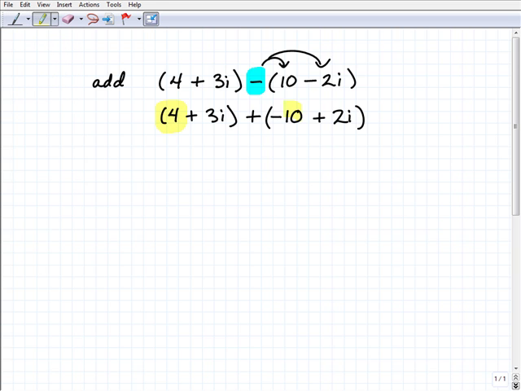We'll add the real number parts. So 4 plus -10 is -6, and we'll add the imaginary parts here. 3i and 2i is 5i. Okay, that's it. So adding complex numbers, quite easy. Just be careful when you're subtracting them. Easy to make a mistake if you don't correctly distribute that negative sign, but it's no more complex than this.